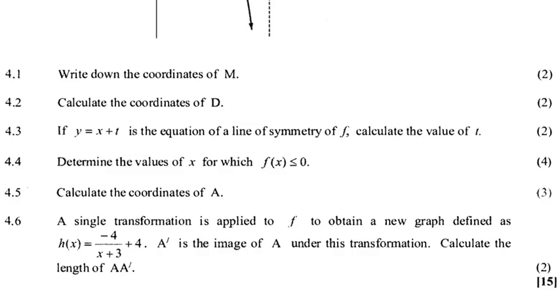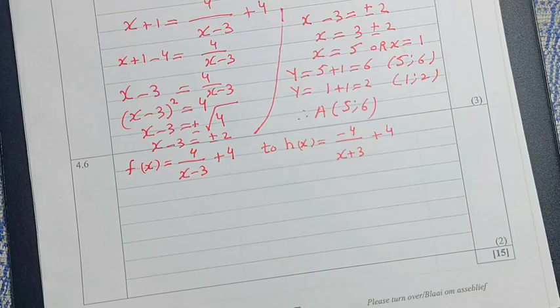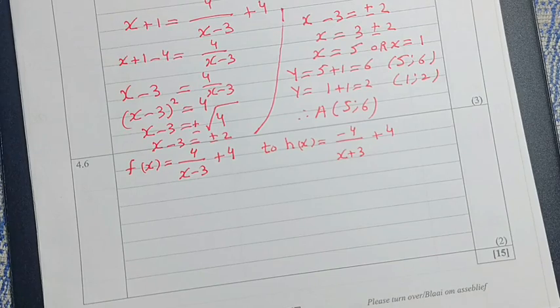The last question, 4.6, says a single transformation is applied to f to obtain a new graph defined as h of x is equal to negative 4 over x plus 3 plus 4. A prime is the image of A under this transformation. Calculate the length of A prime. Let me show you how to solve this question. Now we need to find this 4.6, a very interesting question.